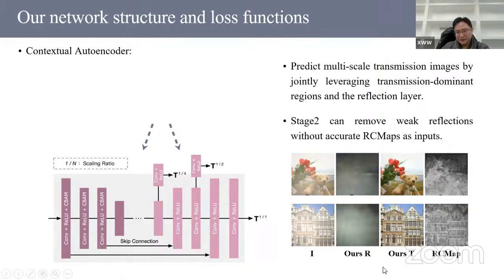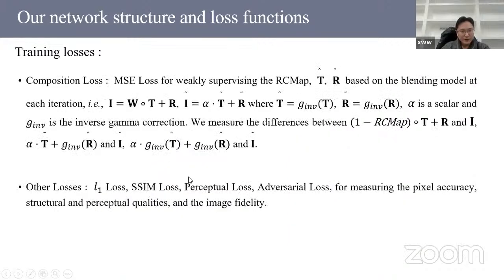So this is the result. So the training loss. Since we don't have the ground truth reflection map for each image, we use an unsupervised way to train the network. That means the network only needs to be trained by the MSE loss between the predicted image and the ground truth transmission image.